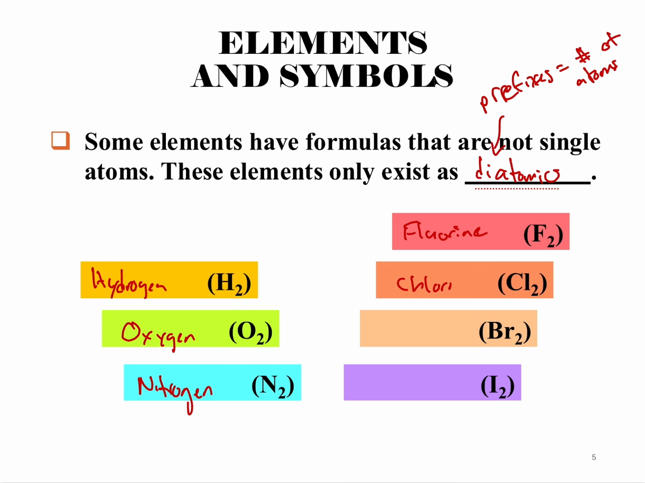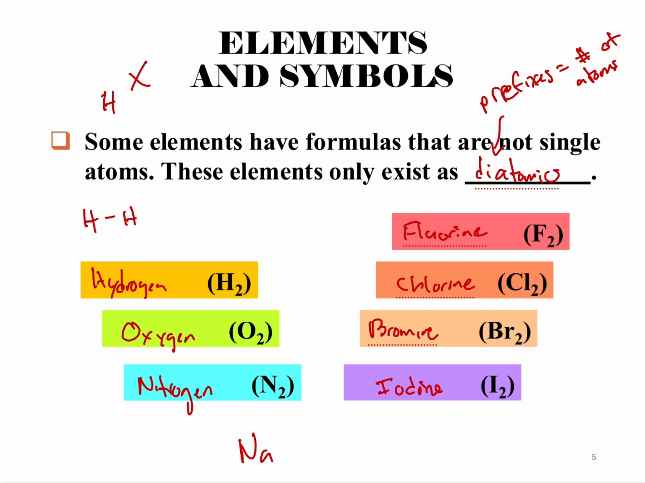Then we have chlorine, bromine, and iodine. Right? And so what this means is that when you have two hydrogen atoms, they bond together like this in their natural state. They don't just exist as a floating hydrogen atom, whereas something like sodium can exist as a sodium metal on its own in that own state of matter.